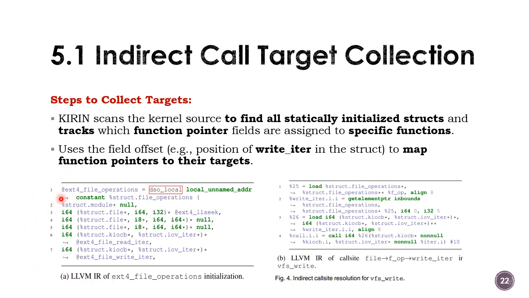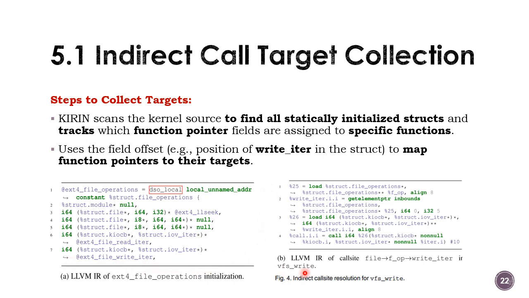For the first line, we can see that the higher level implementation of file operations, called ext file operations, is assigned to a constant called struct file operations, which is the lower level implementation. And we can see in lines 6 and 7, it assigns ext file read iter and ext file write iter to the lower level implementation. So this is how Kirin maps higher level implementations to lower level functions.